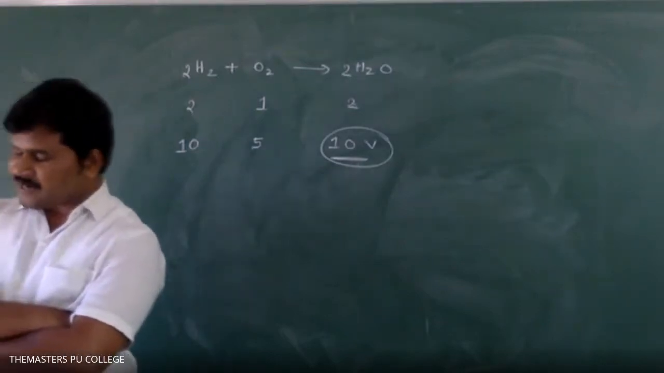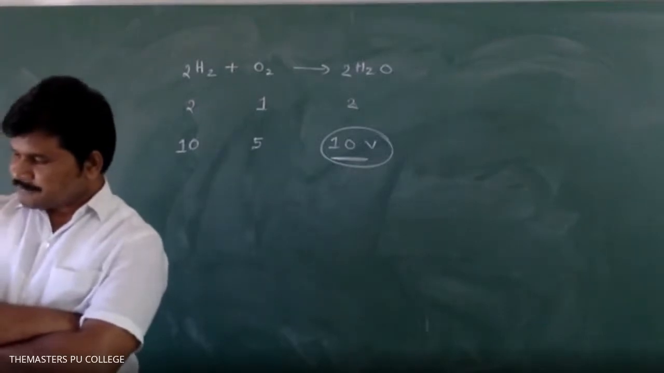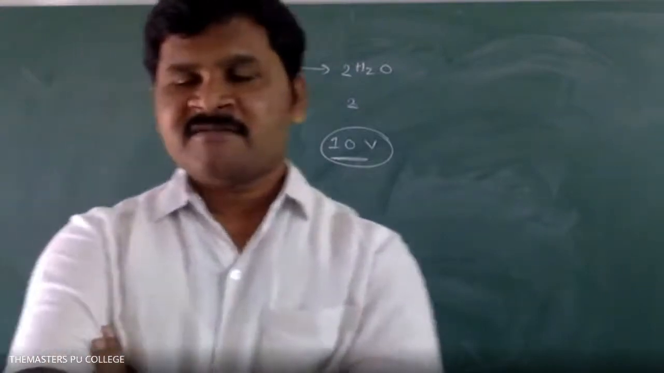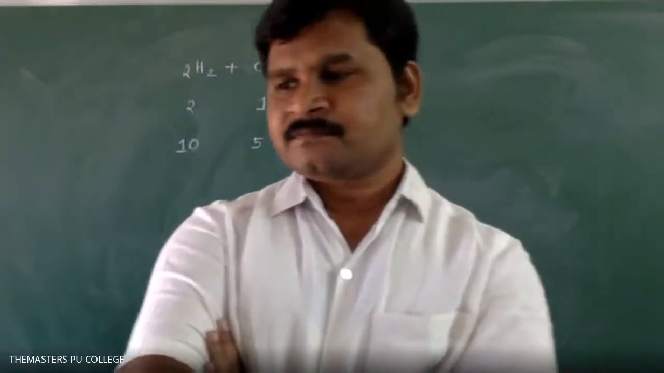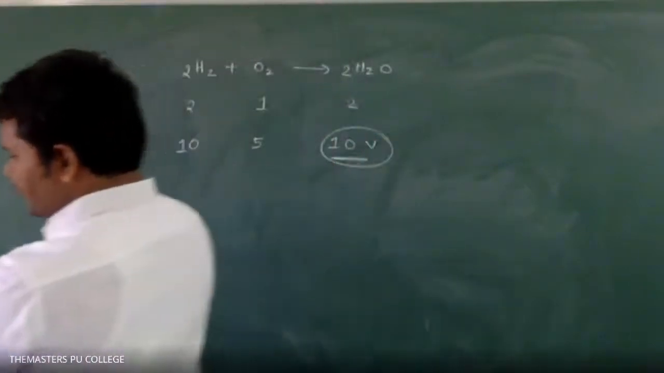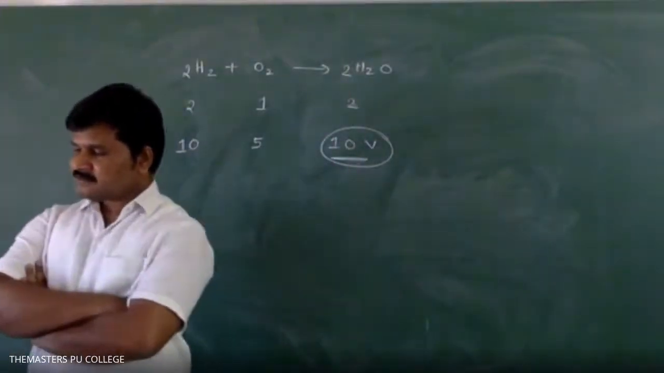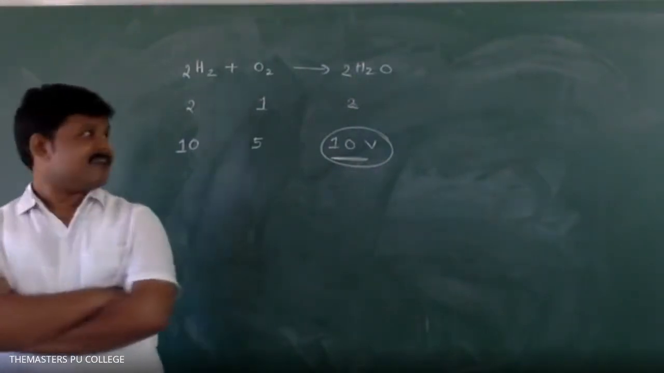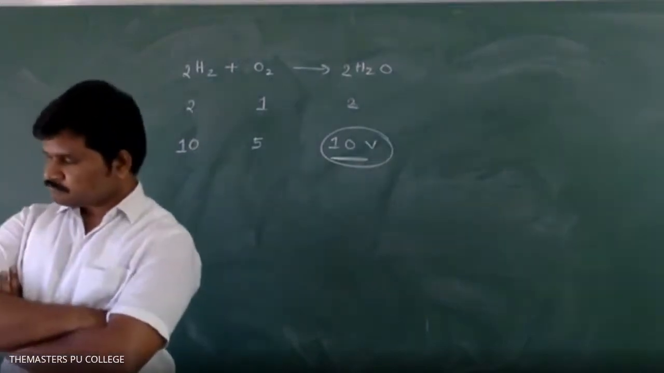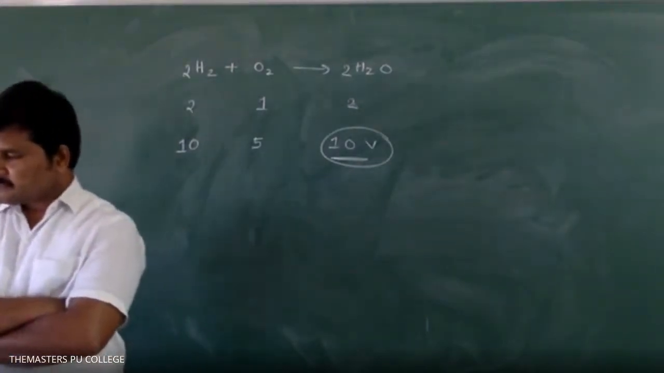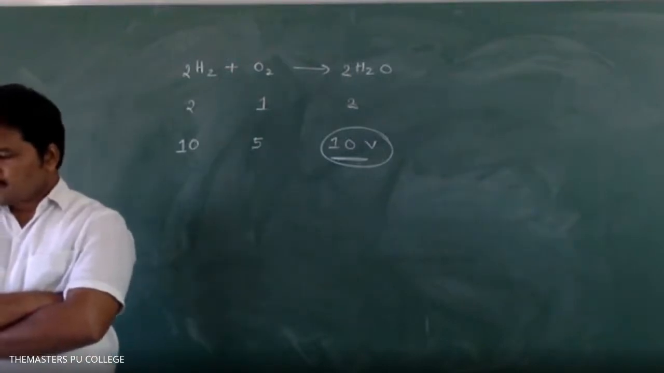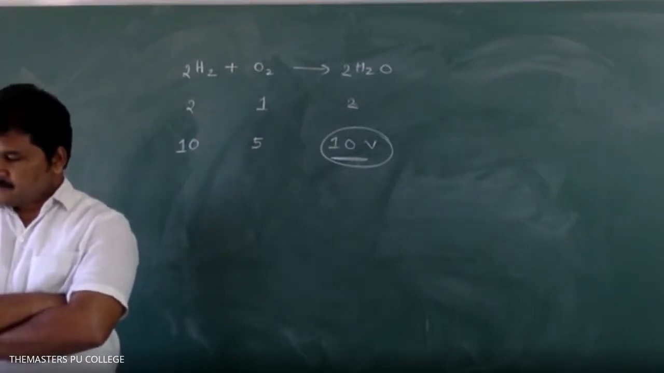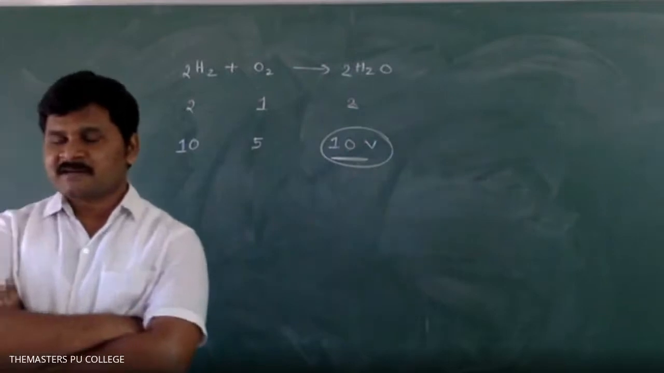Question number 94. Can you solve? First write the data. I will say. Question number 94. Please write the data. Weight is equal to 3.2 grams. Volume is equal to 500 ml. Weight is equal to 3.2. Volume is equal to 100 ml. Sorry, 500 ml. M is equal to question mark, capital M.